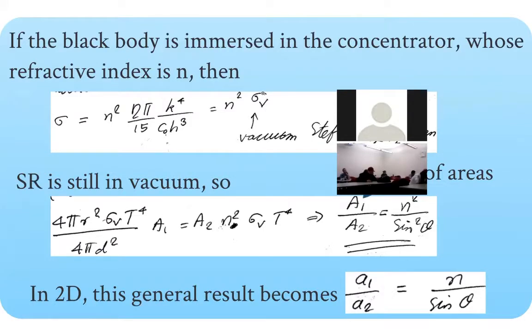Then we see, and the conceptual way to think about this is the following: when you have a material of a certain refractive index, it turns out that you have what are called density of optical states that are multiplied by a factor of n squared.